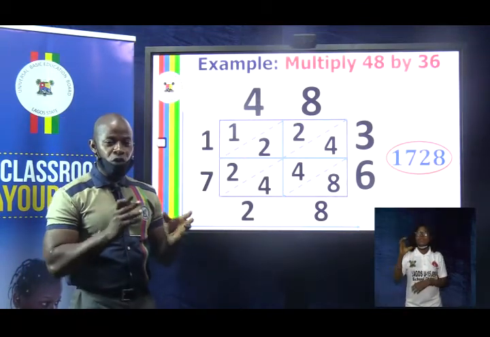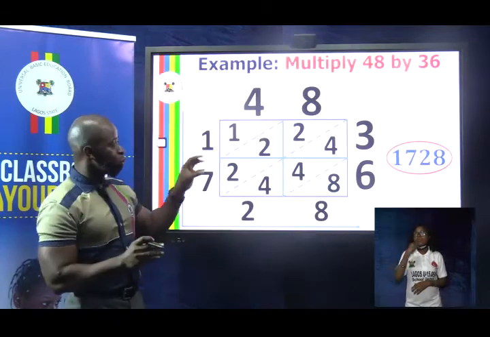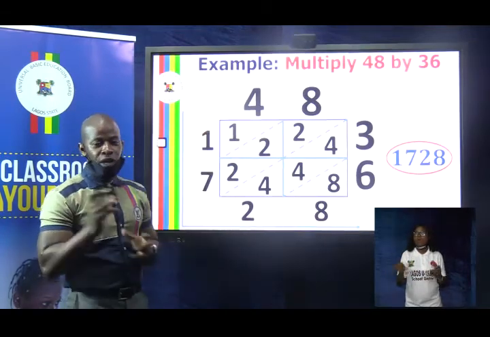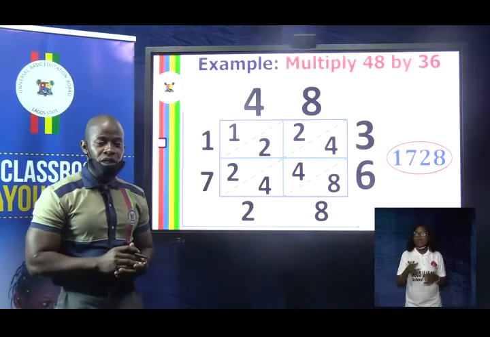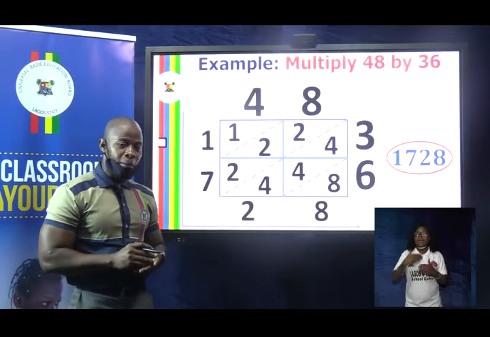It doesn't confuse you as to where you're going to put one number or the other. Just pick a box, multiply the number on top, and multiply the number to the side, and voila, you get your answer. We'll continue with this by God's grace on next week's Magic Tuesday.